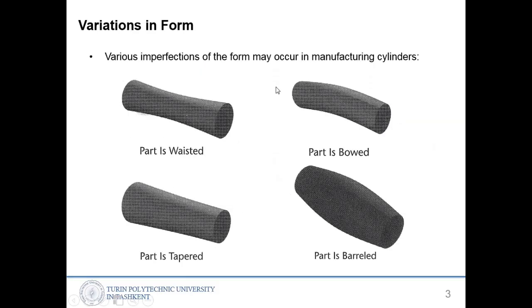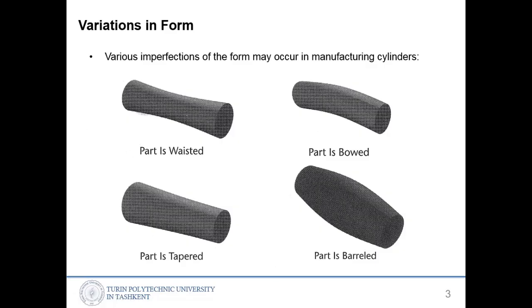If you look at cylindrical shapes closely under the microscope, there are variations in the form. These are errors. Various imperfections exist, because nothing is perfect in reality. If you look at the parts, you will see imperfections. Various imperfections of the form may occur in manufacturing cylinders. It might be one of these.